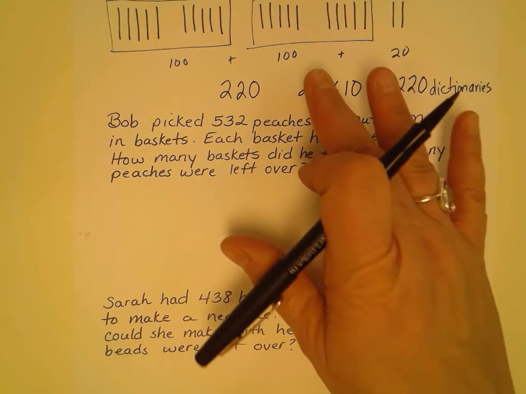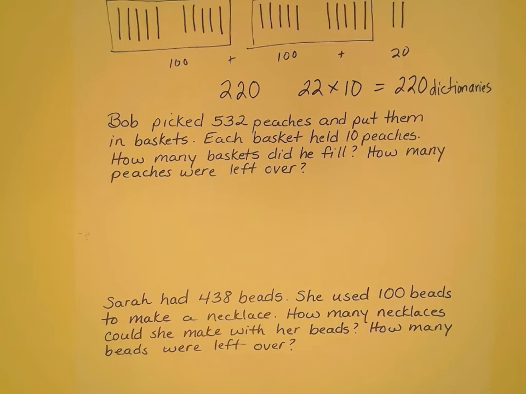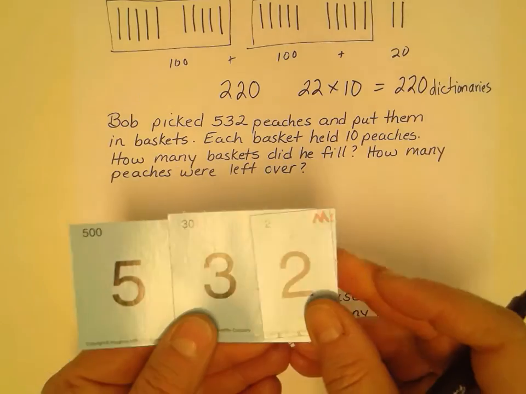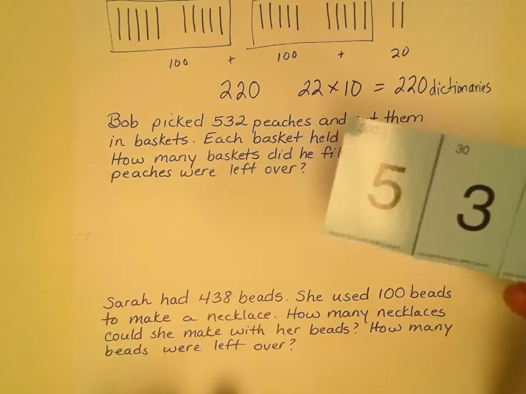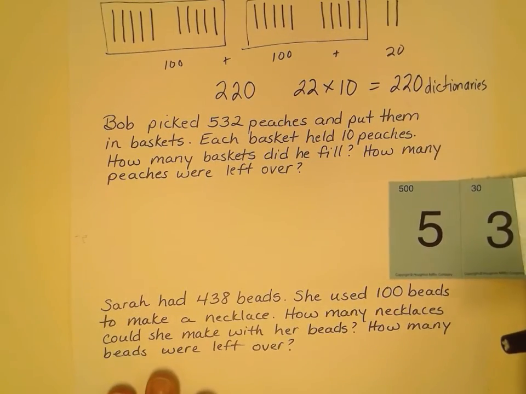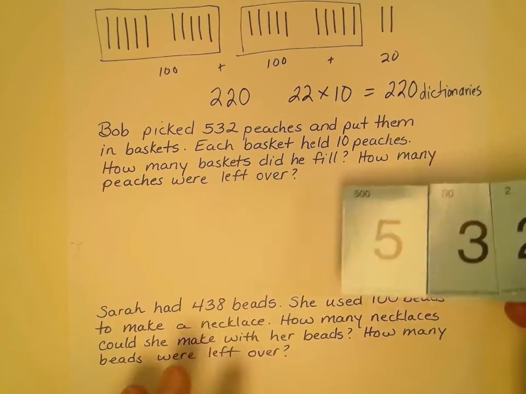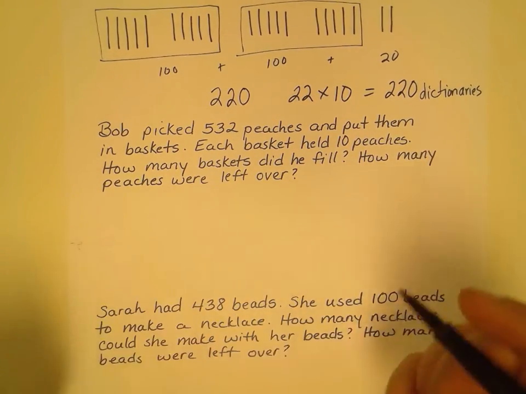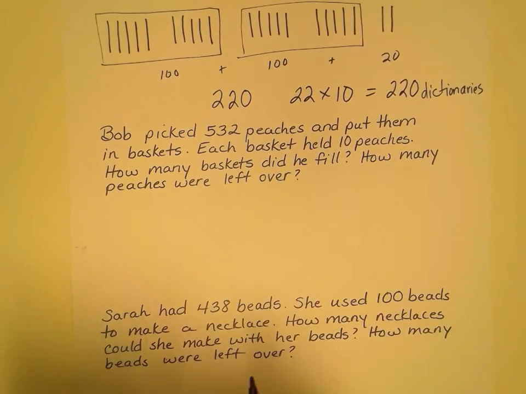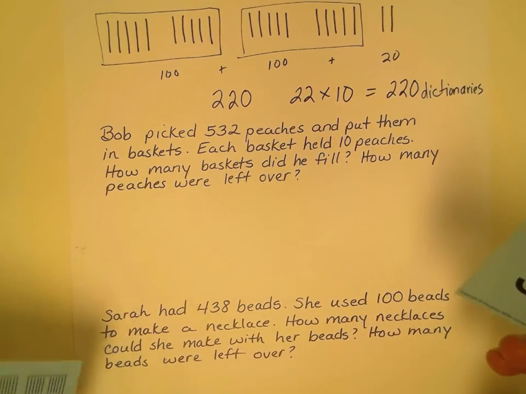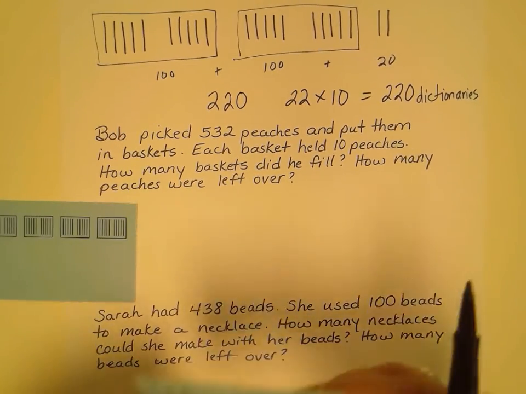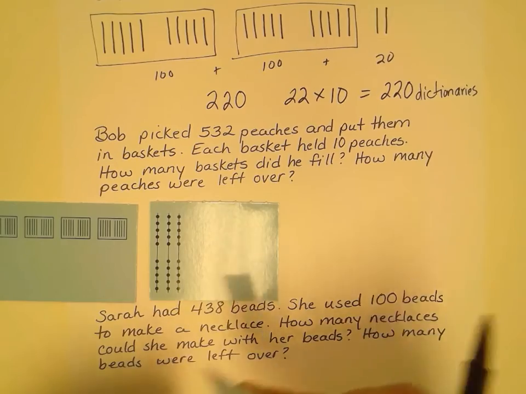I used a place value drawing for the last one, but I'm going to go ahead and use my secret code cards. So I found my secret code cards that make up the number 532. There they are. And then I'm going to turn them over because I don't want to draw all of these peaches. So I'm going to look at the back of my secret code cards, and that's going to help me solve my problem.